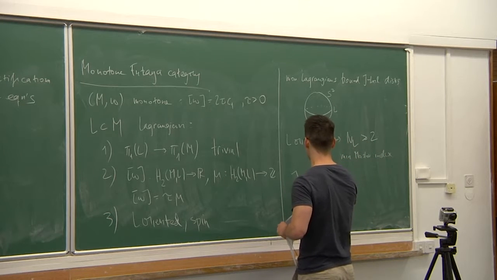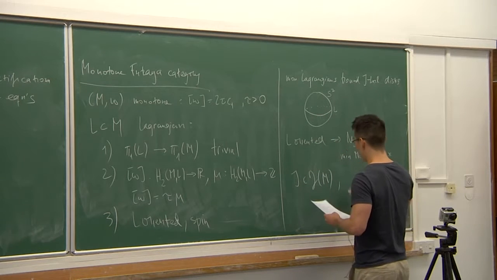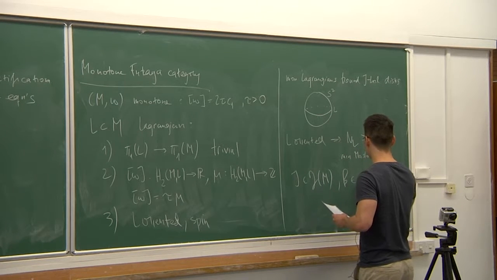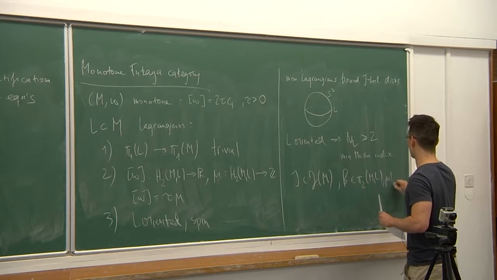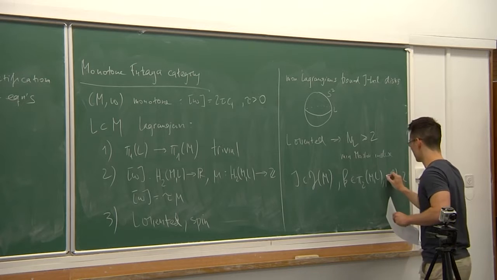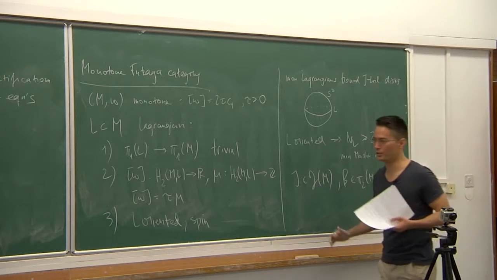Okay, so now we pick an almost complex structure that's compatible with omega, and we pick a class beta in pi_2(M, L) such that mu of beta is equal to 2. So if the minimal Maslov index is greater than 2, then this is just void.